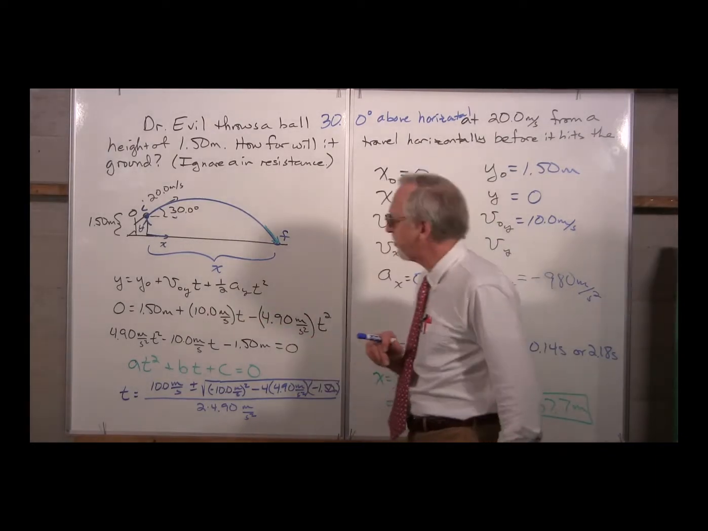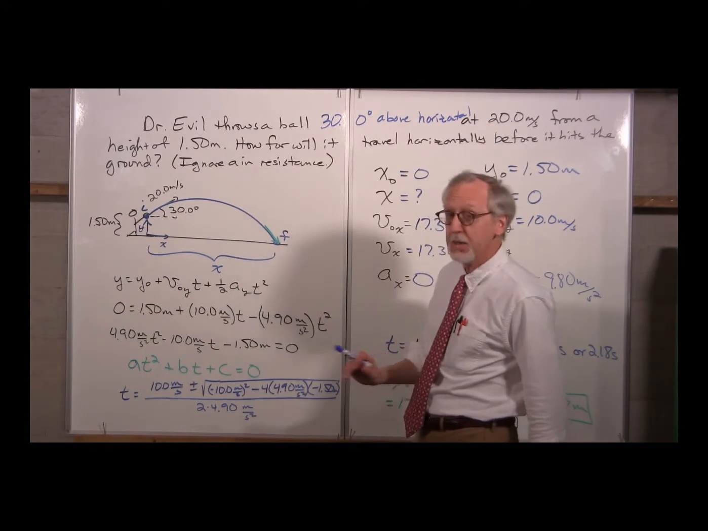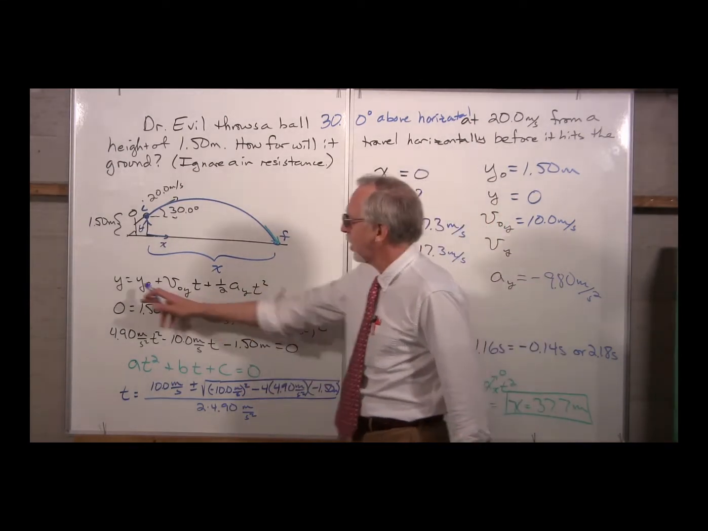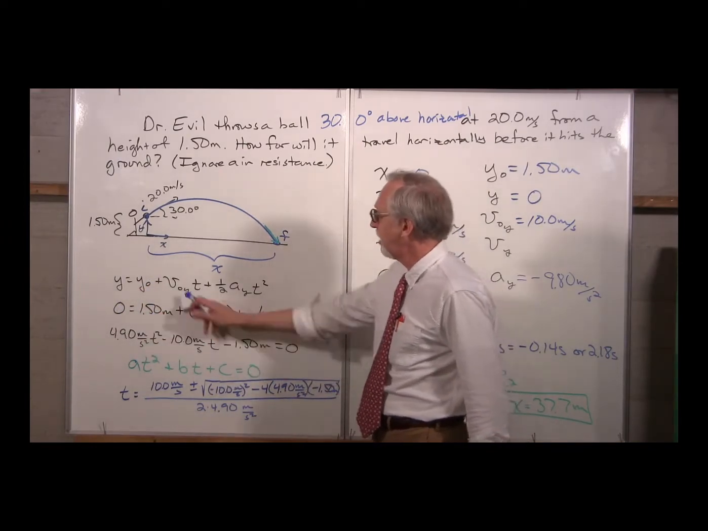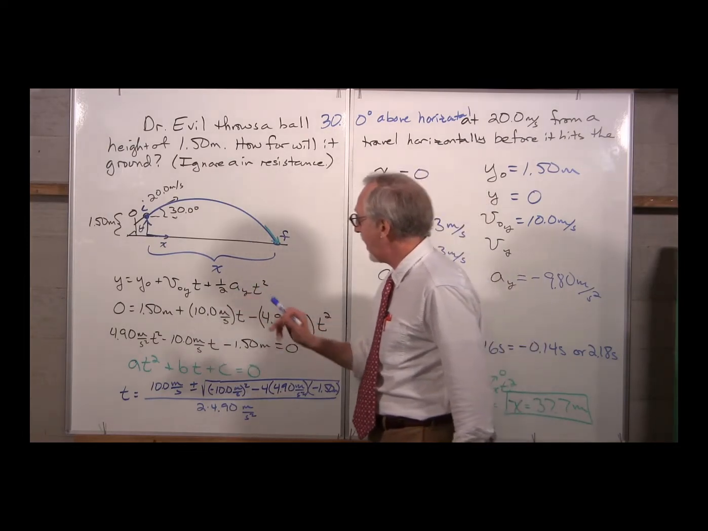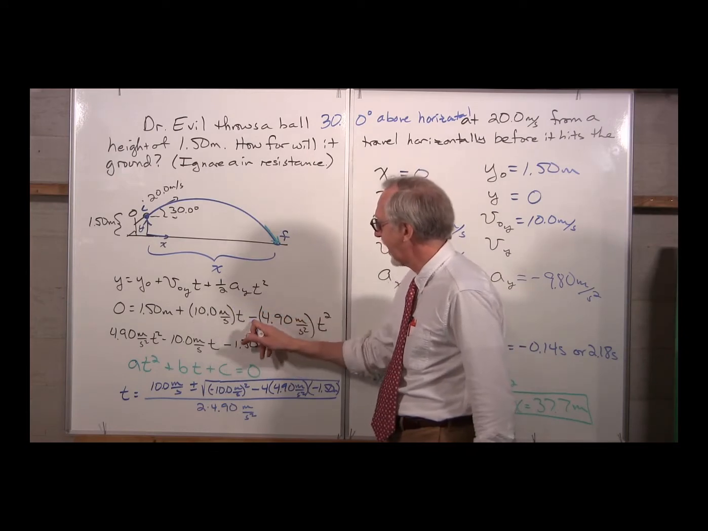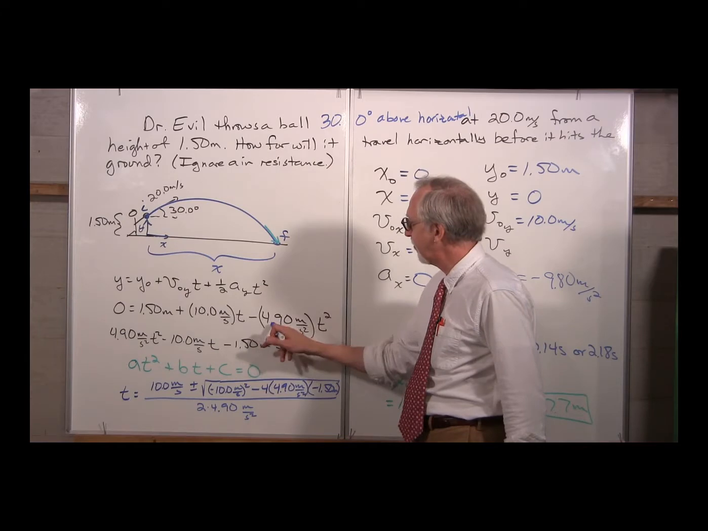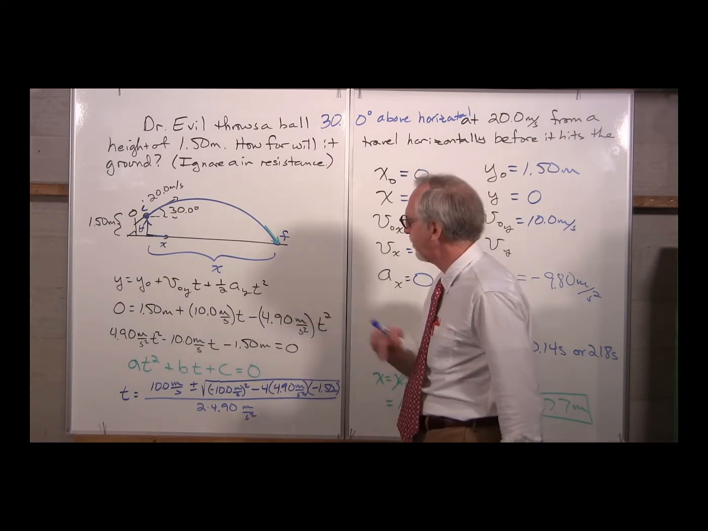So here's the equation for the y motion. y equals y naught plus v naught y t plus 1/2 a y t squared. We put our values in. y is 0, y naught is 1.50 meters, v naught y is 10.0 meters per second. a y is negative 9.8, and then times 1/2 is negative 4.9. So I've already just done that through. Negative 4.90 meters per second squared times t squared.